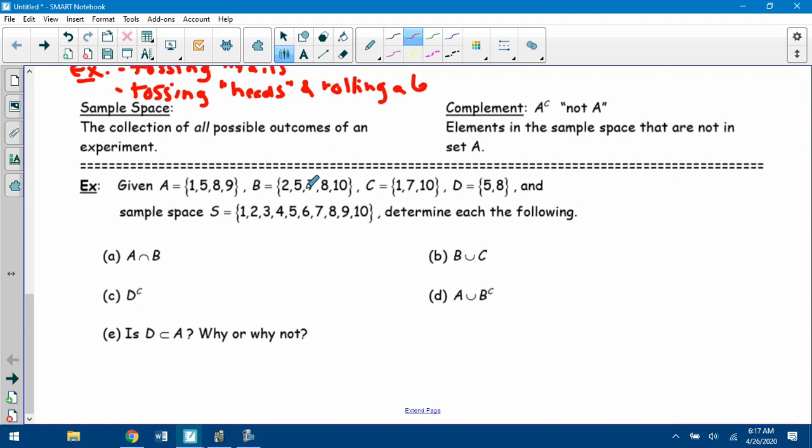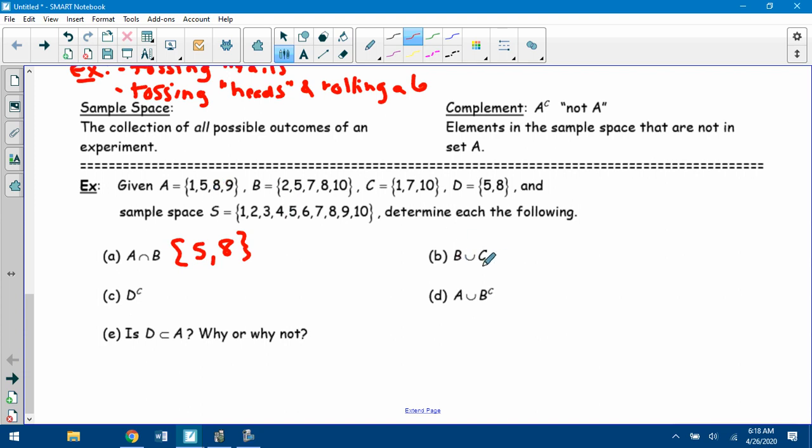Here's sets A and B, some numbers between 1 and 10, and sets C and D. The sample space S is all integers from 1 to 10. So every number that I could choose is here, and these are all subsets. Determine each of the following: A intersection B. So that's what's in A and B together. Well, they both have a 5, and they both have an 8. So A intersect B would be the set 5, 8, because those are the ones they have in common.